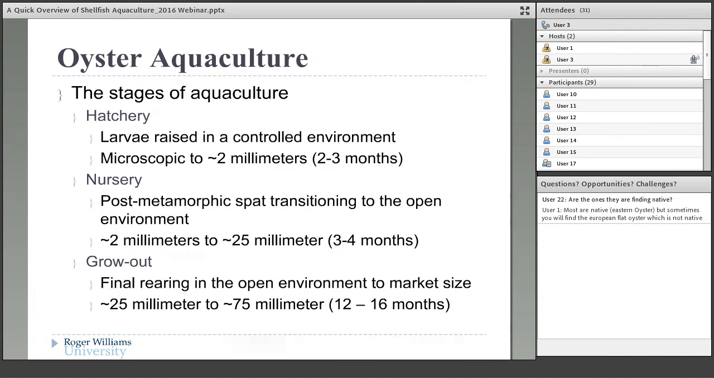In the hatchery, we're raising the larvae from a microscopic size. When the fertilized egg forms into a swimming larva, it's about 100 microns in size, or 1/10,000ths of a millimeter, and it will be raised up to about 2 millimeters in the hatchery. At the nursery, an operator may take a 2 millimeter oyster and hold it till it gets up to about 1 inch or 25 millimeters, and that might take 3 to 4 months. Then at 25 millimeters, they're generally moved out to the farm, where they are reared up to market size, which may be another 12 to 16 months.